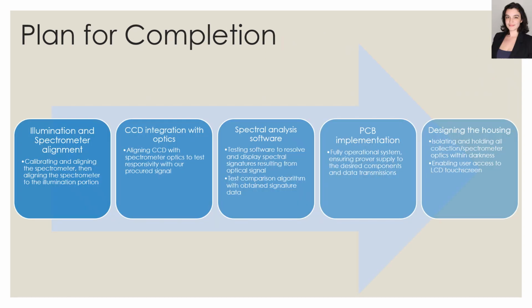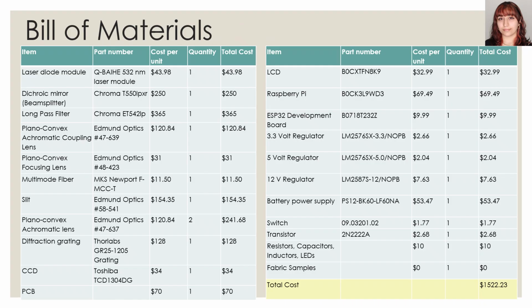The next phase of developing TEXRAY involves the alignment of our illumination optics and spectrometer, integrating the CCD with the optics, developing the spectral analysis software, implementing the PCB, and designing the housing. Our system is projected to cost just over $1,500, about $1,000 less than the cheapest comparable textile identification device. This would mean we have succeeded in our goal of reducing the cost of material authentication for the average consumer.